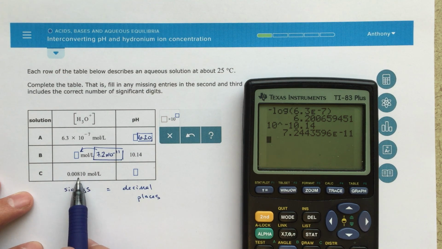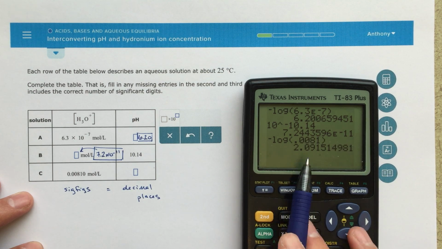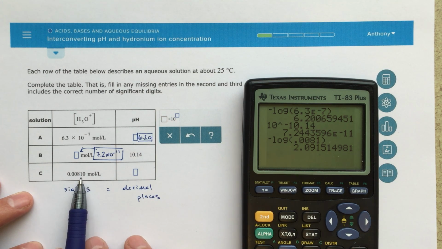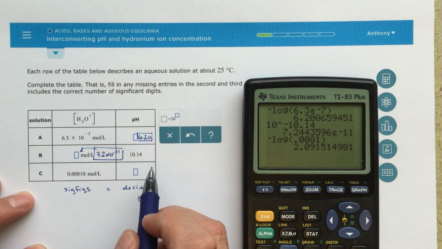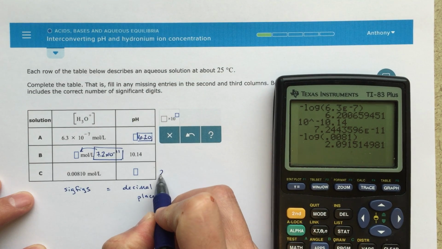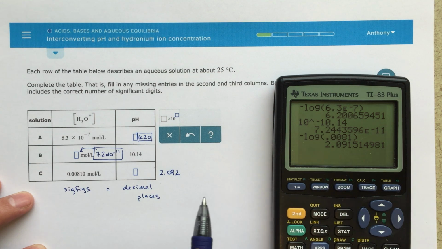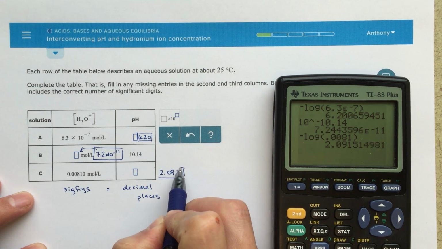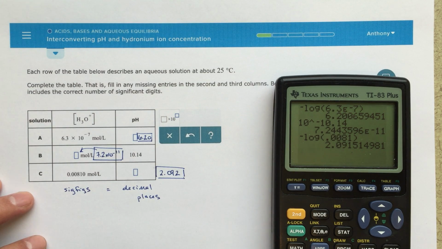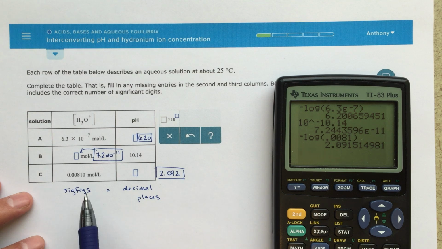Now this last one I've got, again, my concentration, so minus log of 0.0081, and then my pH 2.0915. So in this case, I've got 3 sig figs over here, so 8, 1, and 0, those are all significant. So I'm going to need 3 decimal places over here, so this value should actually end up being 2.092. So I'm going to round that 1 to 2, so 2.092. That should be my pH that I would present to ALEKS, because ALEKS is concerned about that correct number of significant figures. So again, just a little recap.